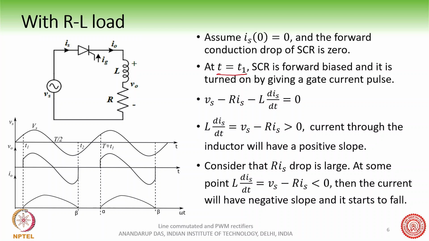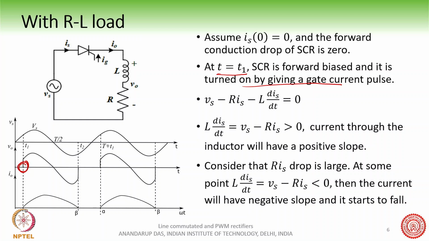So in this case, at t equal to t1, just like before, like this point here, the SCR is already forward biased because the anode cathode voltage is forward biased, and we give the firing angle. Here it is turned on by giving a gate current pulse, right?